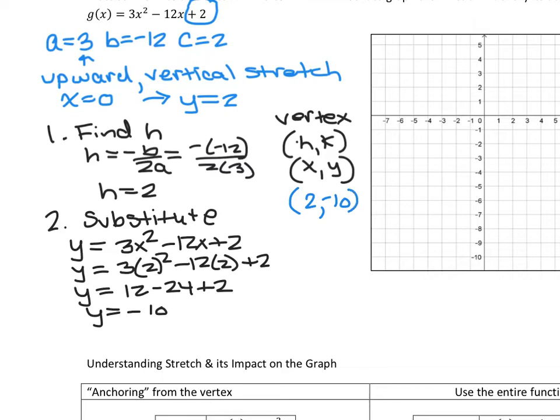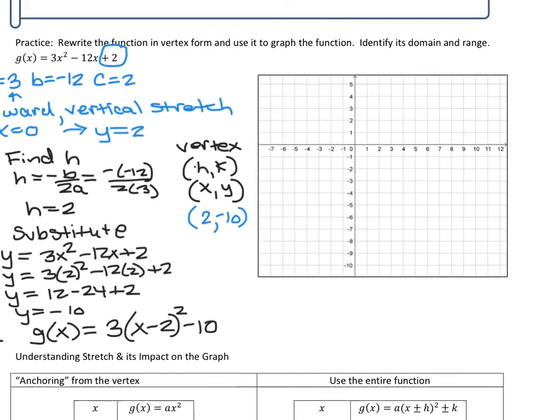So finally, we're just going to put the whole function together. And a is a, as we mentioned in the previous video. So g of x equals 3 times (x minus 2) squared minus 10. Now our function has moved to the right 2. We know that that means we're subtracting 2 from the x value, and we're going down 10.